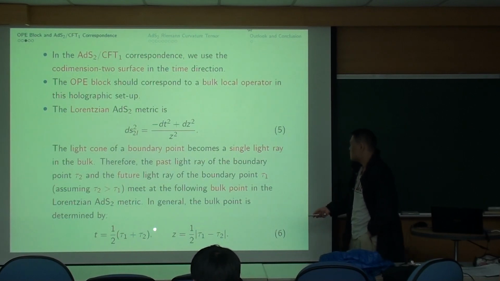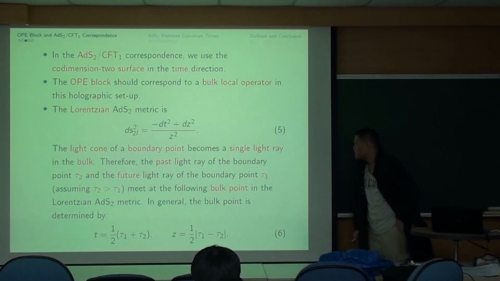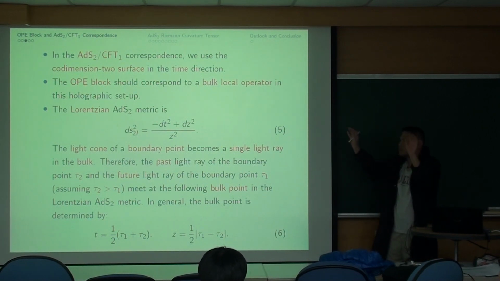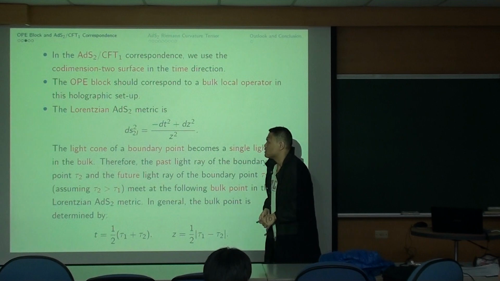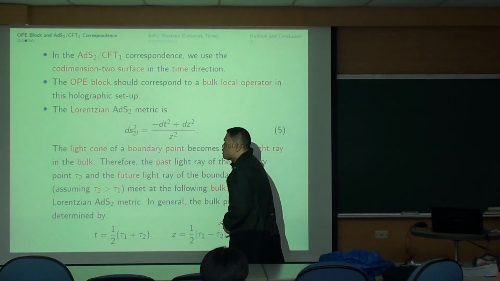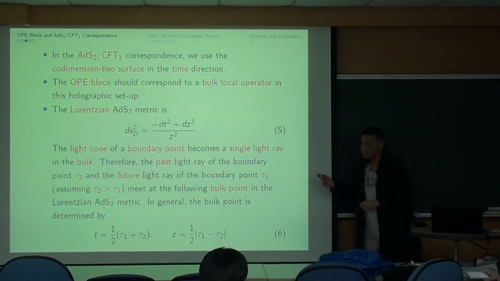You can see tau 1 plus tau 2 gives you T, and tau 1 minus tau 2 gives you D, and of course tau 2 is larger than tau 1. So we can use two boundary points to determine each bulk point. So you can see it is a one-to-one setup. It's easier to see the concrete holographic correspondence from this setup.